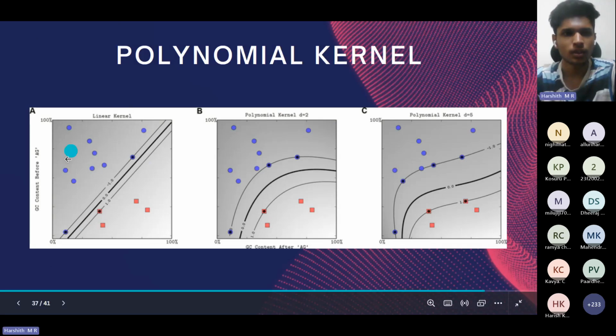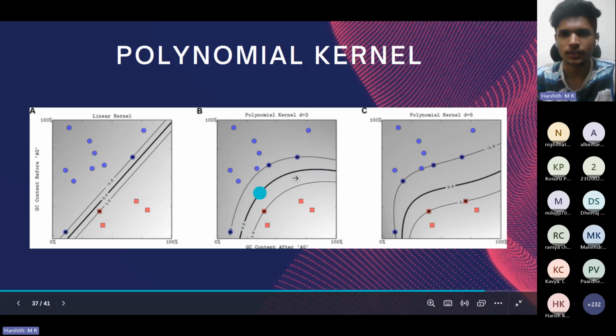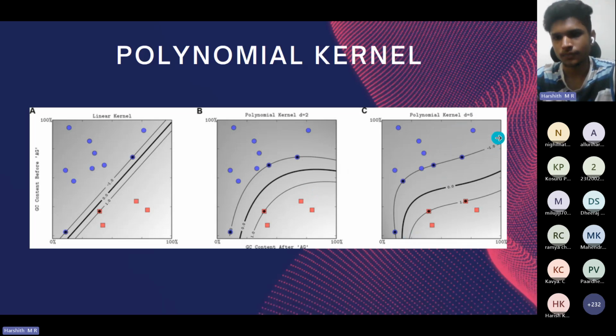You can see some points in this feature space. For this case, we'll set T equals 1. When we set D equals 1, the separating hyperplane would be a line. In this case, we set D equals 2, so the separating hyperplane is a quadratic function. When you give D equals 5, the separating plane is a higher dimensional curve. So this is how your hyperplane varies when you change your D values and apply the polynomial kernel.